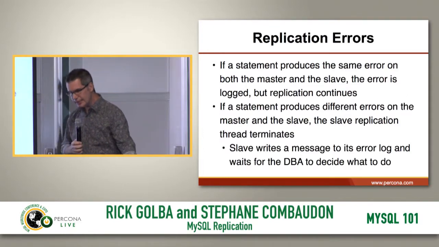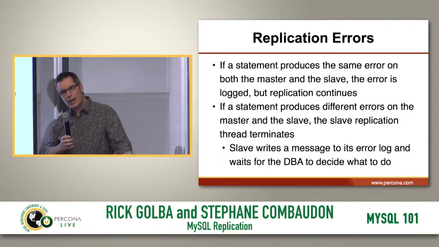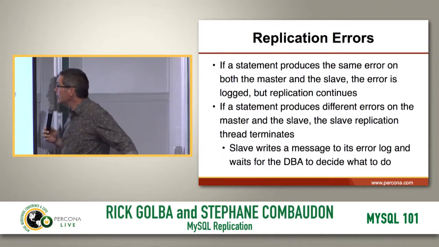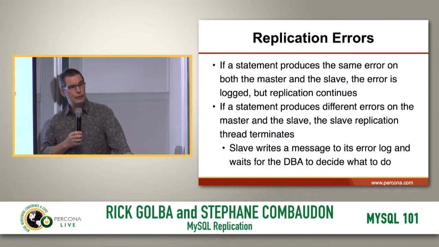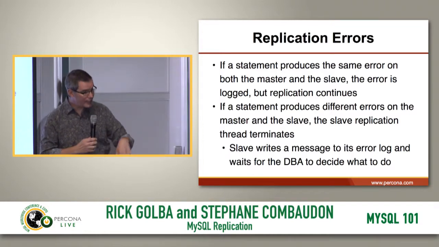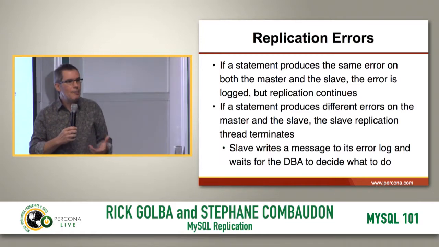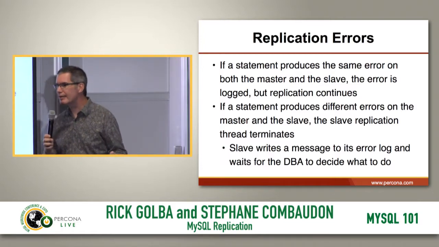And the last thing here is the idea of replication errors. This is really talking about what happens to the replication threads if and when you encounter an error. In the first situation here, you see that we have the same error on the master and the slave. Basically, both of them agree that this is not a valid request. If that's the case, we can log that error, but we move on. We just keep going. It was a bad request. There's no reason for us to worry about that.